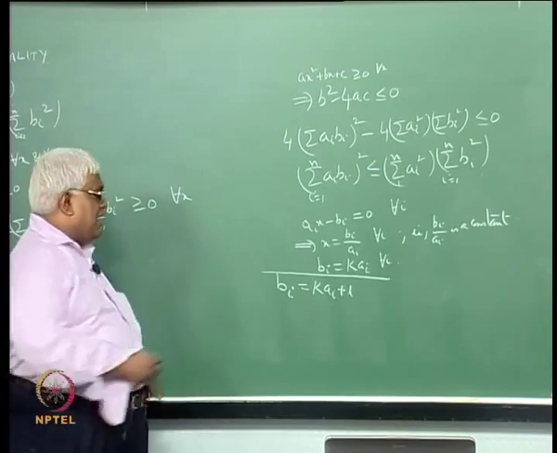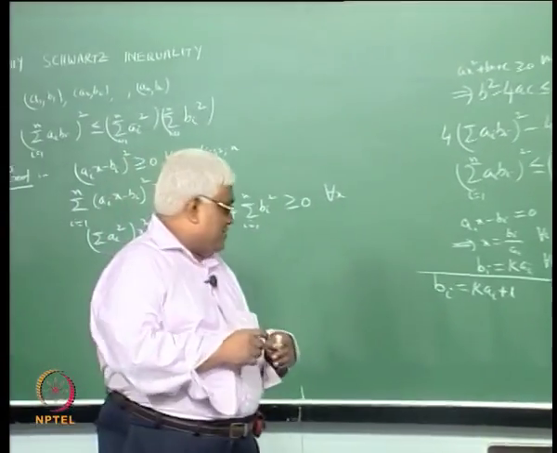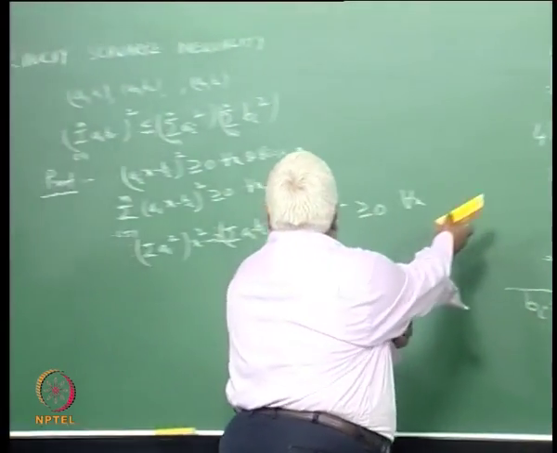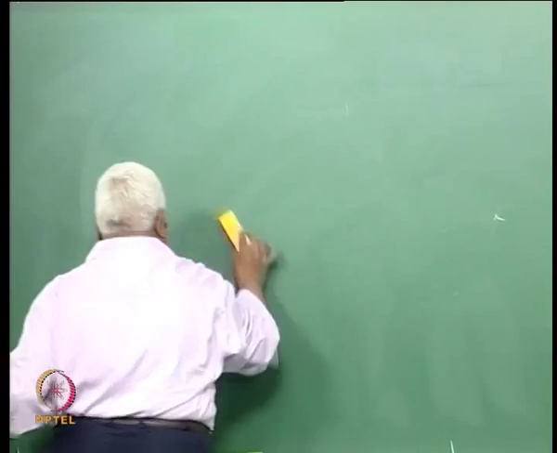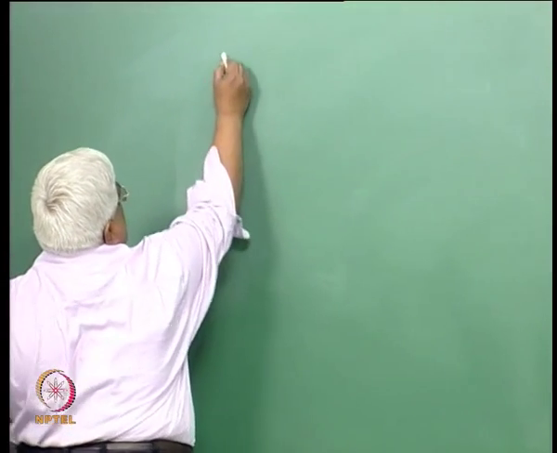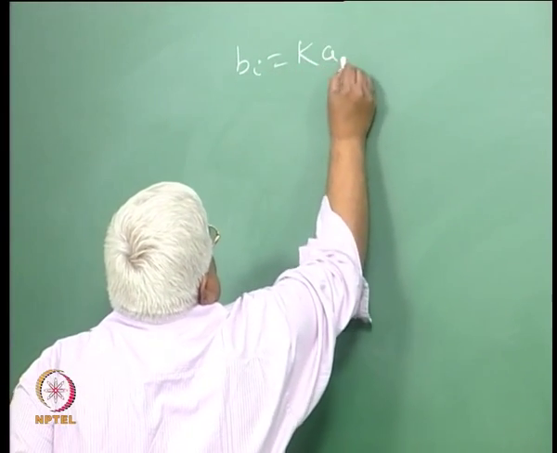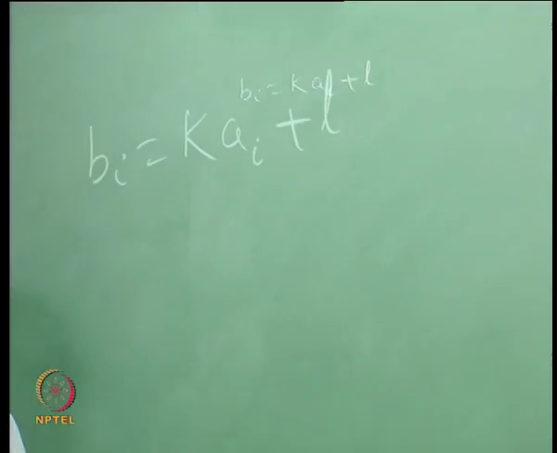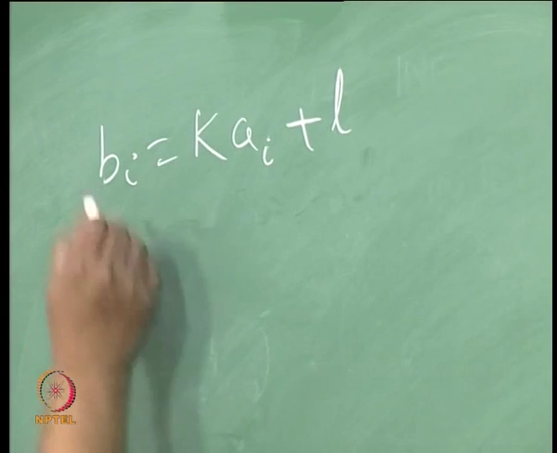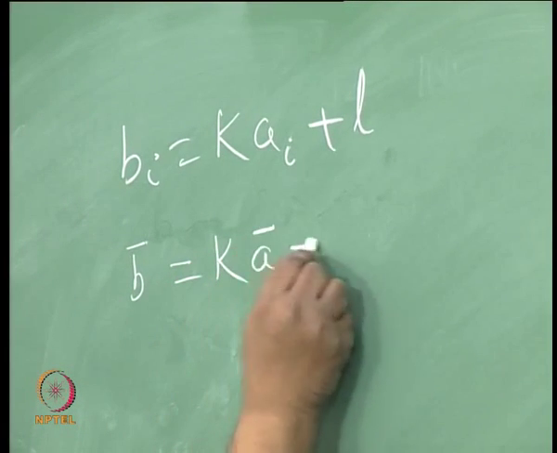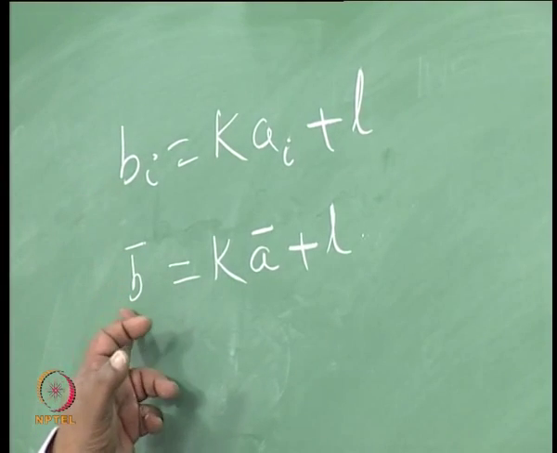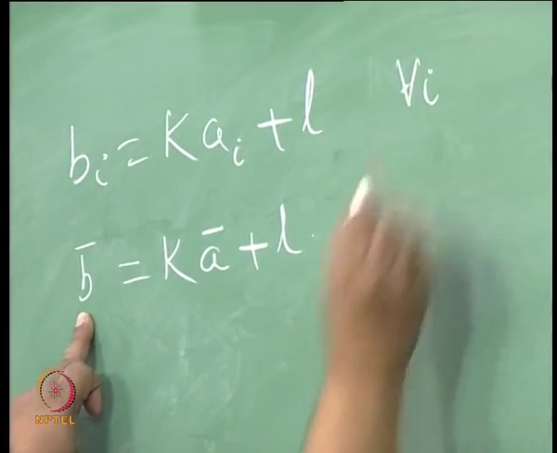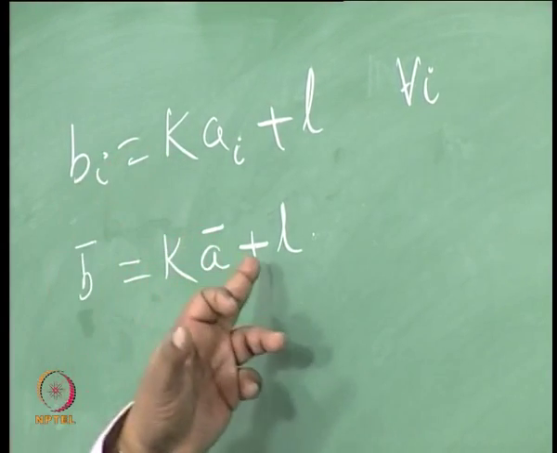then what will happen to b bar? I think I will write here now. b_i is equal to k times a_i plus l. Then what will happen to b bar? This is the mean of b. This is equal to k times a bar plus l. The mean of b_i's, that is b bar, is equal to k times a bar plus l.